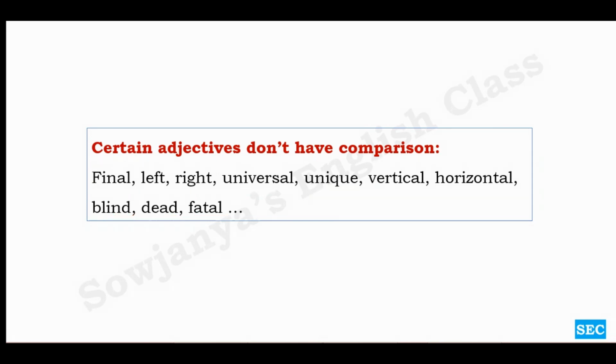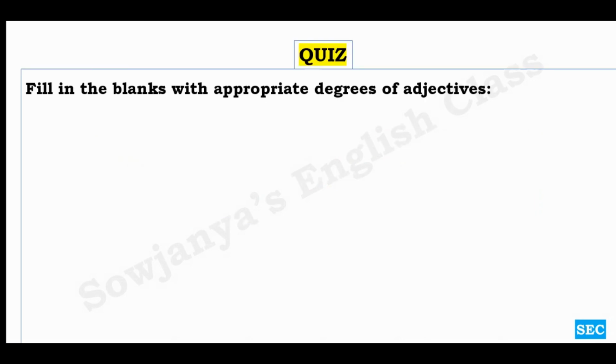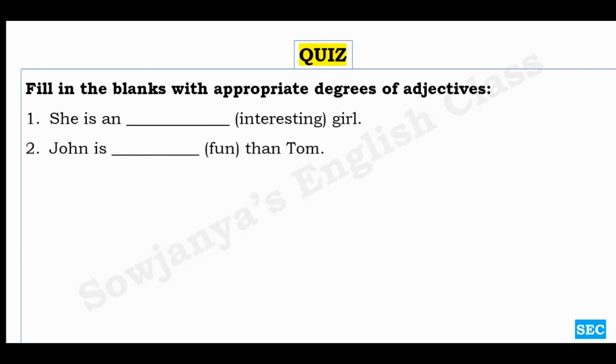So this is about our degrees of comparison of adjectives. Let us proceed towards our quiz. Fill in the blanks with appropriate degrees of adjectives. She is an dash girl. Adjective is interesting. John is dash than Tom. Adjective is fun. He is the dash of the three siblings. Adjective is old. Old has two forms: old, older, oldest; old, elder, eldest.